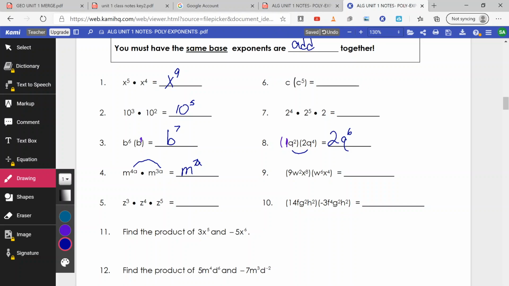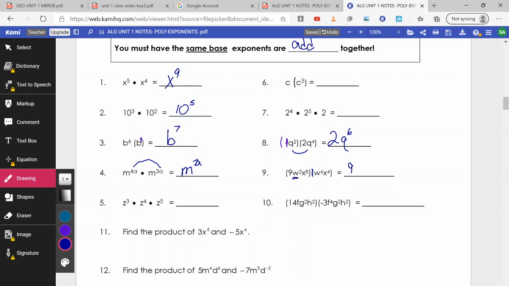Number 9 is similar to number 8, only now we have more variables involved. We can only do number times number and then letters times letters that are the same. So here we don't see a number out front. If I don't see a number, again, automatically I can presume it's 1. So 9 times 1 gives me 9.